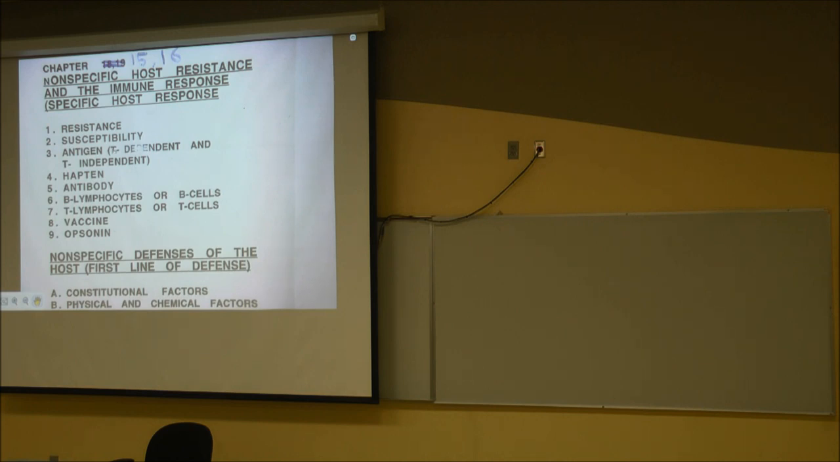Okay. Resistance: the ability to fight off disease. It could be non-specific resistance, like healthy skin, or it could be very specific, like antibody. Lack of resistance is called susceptibility, like broken skin. Diabetes, susceptibility. Lack of T4 cells, susceptibility. How about baldness? Susceptibility? Cancer? Skin cancer? Susceptibility.